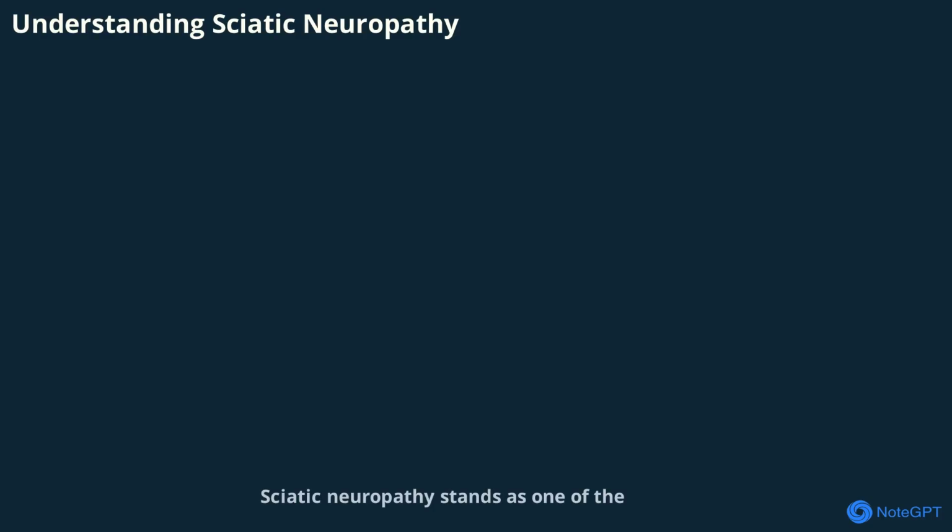Sciatic neuropathy stands as one of the most significant neuropathies affecting the lower extremity, second only to peroneal neuropathy. The sciatic nerve, formed from the spinal roots L4 to S3, travels from the pelvis through the gluteal region and down the leg, making it vulnerable to various injuries. Its unique anatomy with limited connective tissue support and anatomical variations increases susceptibility, especially in the peroneal division.